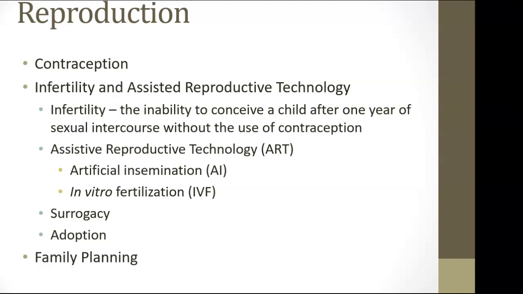You're going to have clients come in who are infertile, who are trying and trying to get in vitro, artificial insemination, right? All of these things are assisted reproductive technology. Surrogacy, that's when you pay someone else to carry the baby. There's adoption, family planning. I've had everything that I've just said to you on this slide in my office multiple times.